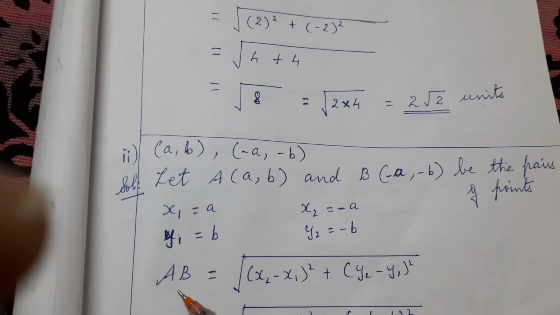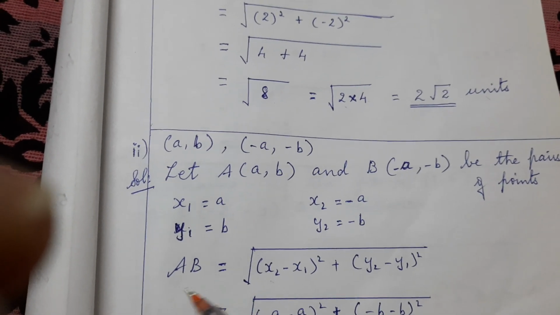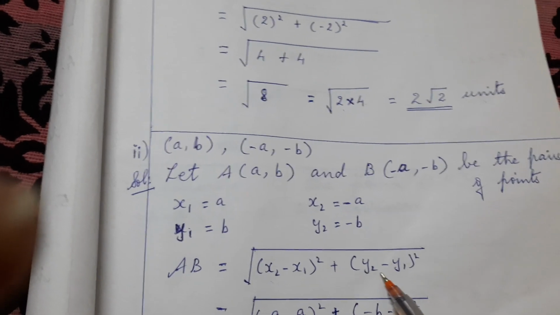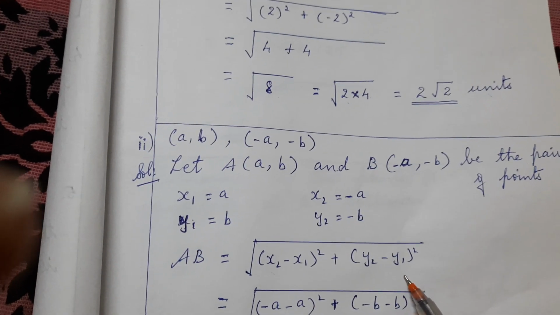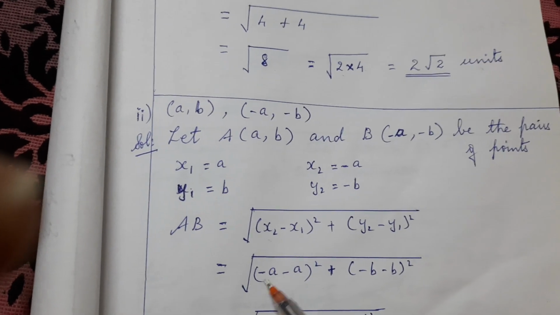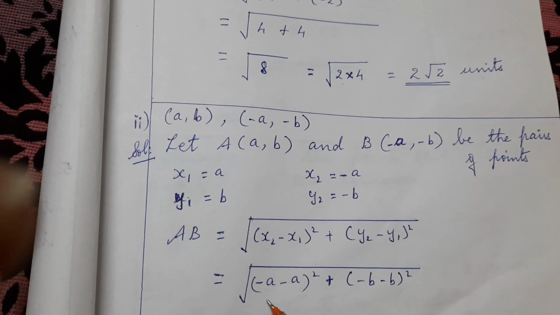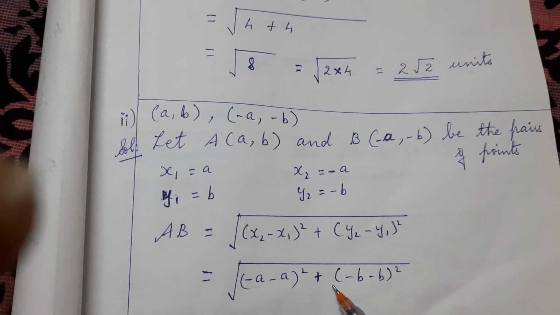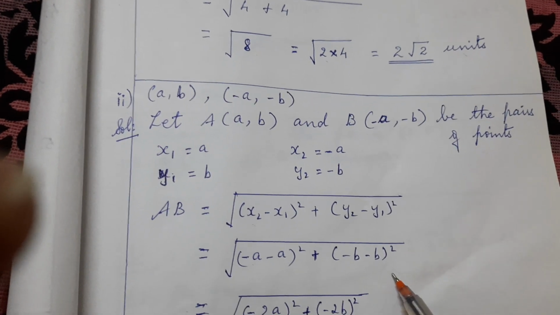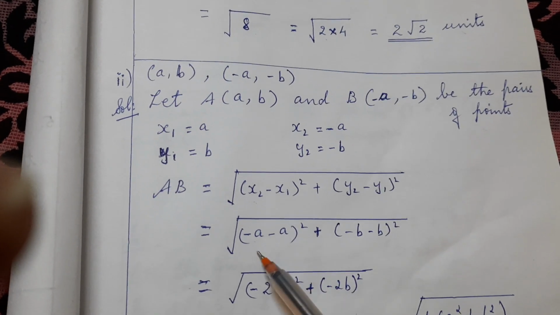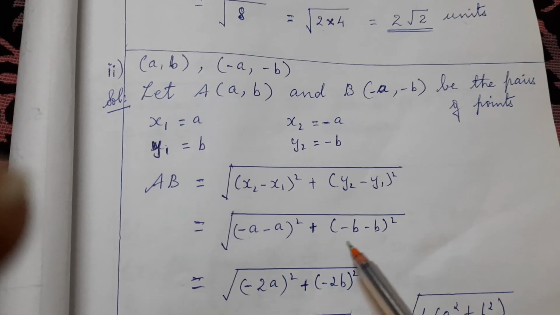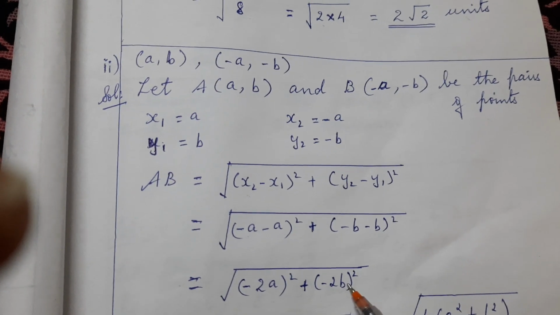First you have to write the formula. AB, the distance between A and B, is equal to root of (x2 minus x1) the whole square plus (y2 minus y1) the whole square. That is equal to root of, x2 is minus A and x1 is A, so (minus A minus A) the whole square, plus y2 is minus B and y1 is B, so (minus B minus B) the whole square. Now minus A, add and put the same sign, so minus 2A the whole square. Minus B minus B is minus 2B the whole square.